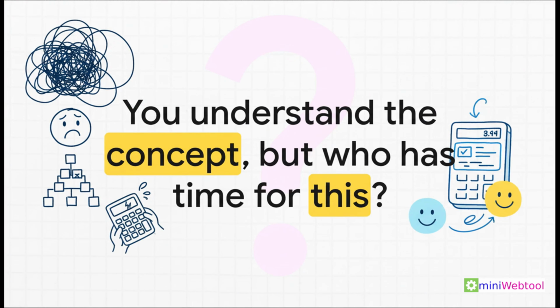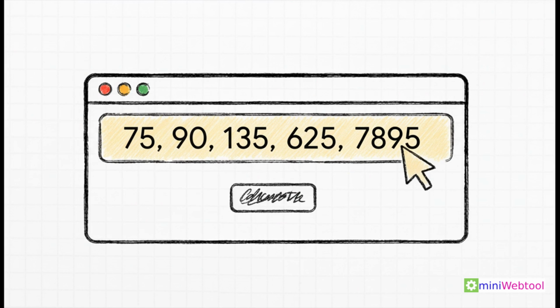I mean, let's be real for a second. When you're staring at that scary list of numbers from before, or you're just trying to check your homework, are you really going to sit there and draw a factor tree for 7,895? No, of course not. Nobody has time for that. There has to be a smarter way. And there is. The smart way is to let a tool do all the heavy lifting.